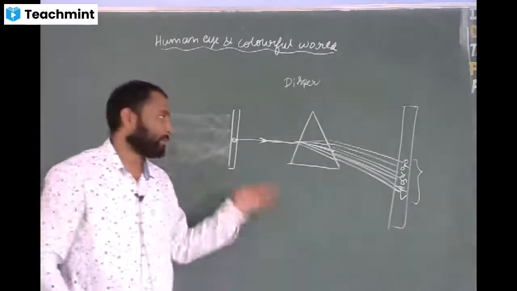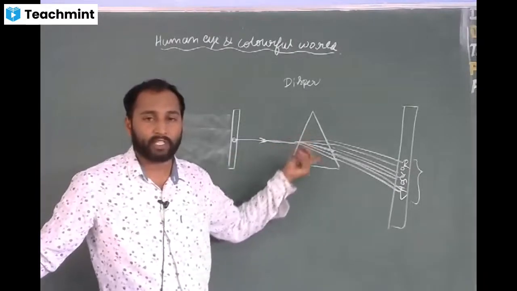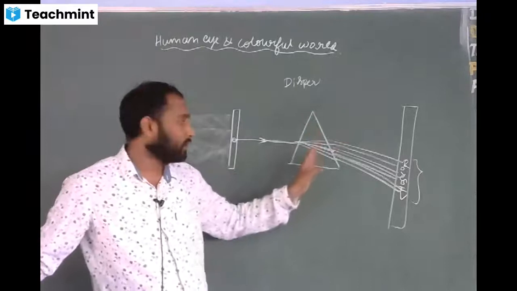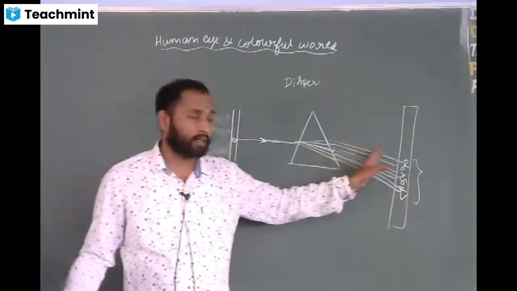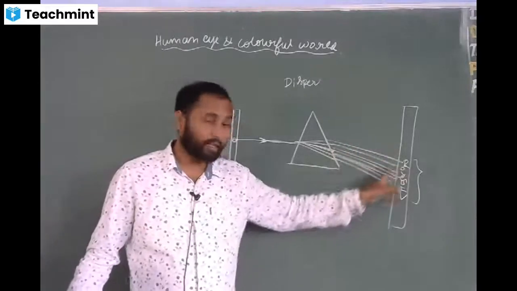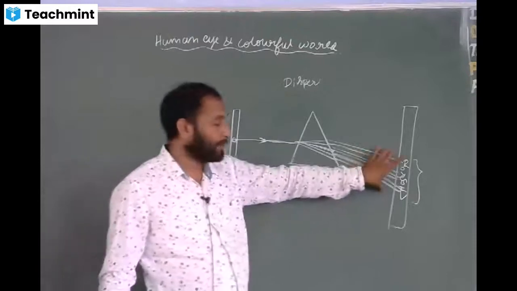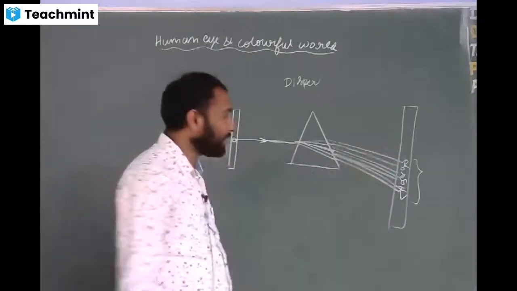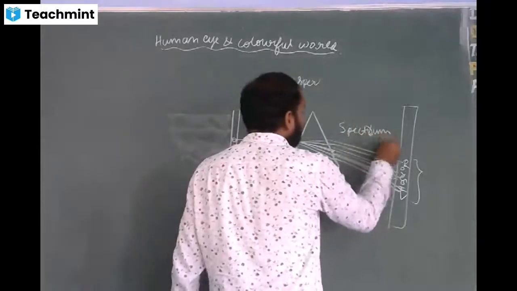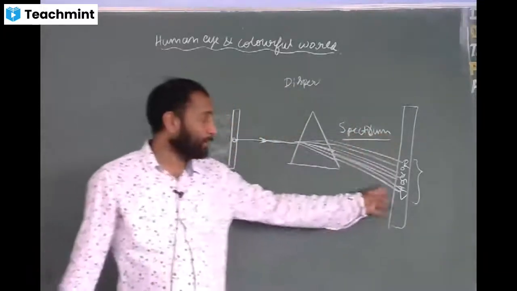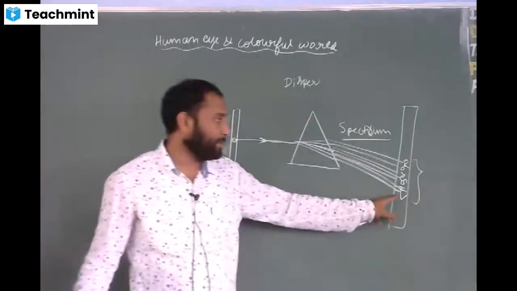Okay, let me explain. You just know the splitting up of white light into its constituent colors, we call it dispersion. After the beam of light enters the prism, it will split into 7 colors. These 7 colors will be obtained on the screen. This band of color obtained on the screen, we call it a spectrum. Okay? And the sequence of colored components can be named with the acronym VIBGYOR.